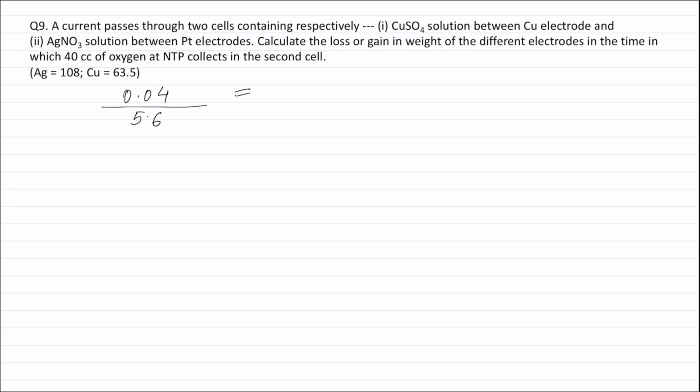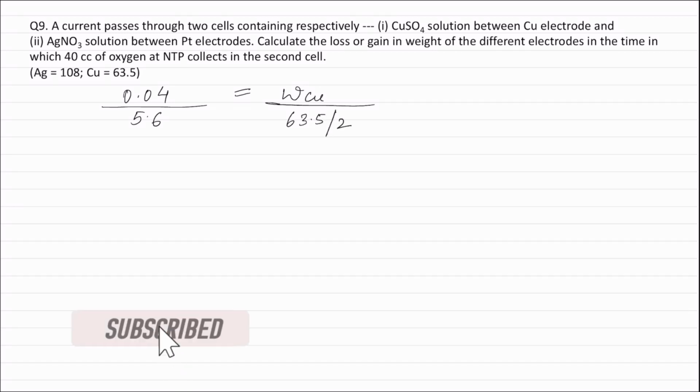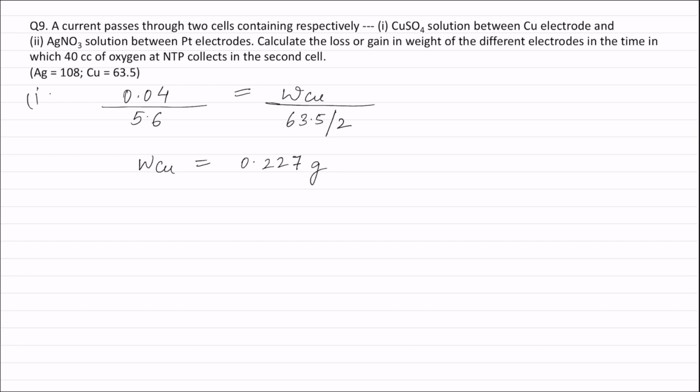Equivalents of copper will be equal to weight of copper divided by equivalent weight of copper, which is equal to 63.5 divided by 2. Solving this equation, weight of copper is equal to 0.227 gram. Therefore, 0.227 gram of copper gets deposited at the cathode, and the same amount of copper, that is 0.227 gram, dissolves out from the copper anode. This is the first part of the question.